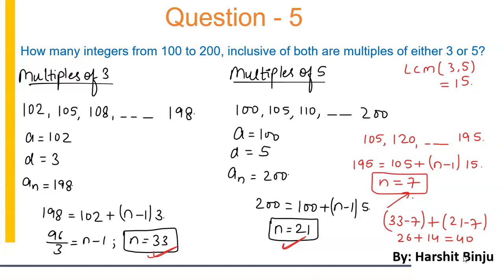In here I'm subtracting 7 from both 33 and 21 because I don't want multiples of 3 and 5 to be taken into consideration. Okay, so you need to understand the question. That's important. All right, let's move on to the next one.